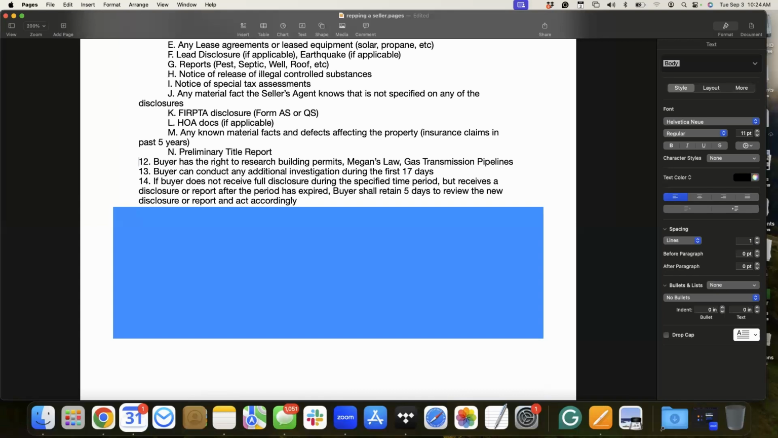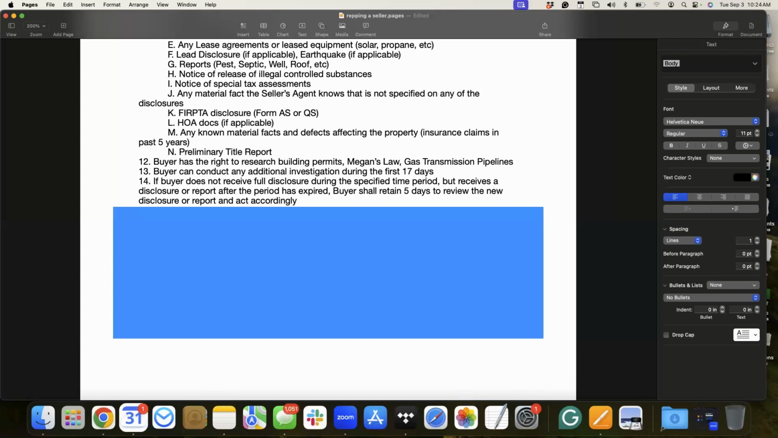Buyer, let's see, conduct any additional investigations. If the buyer does not receive full disclosure during the specified time period, but receives a disclosure or report after the period has expired, the buyer shall retain 5 days to review the new disclosure or report and act accordingly. So again, it's so important to make sure we get everything over no later than at least the 12th day, so that they have till the 17th day to get everything removed.